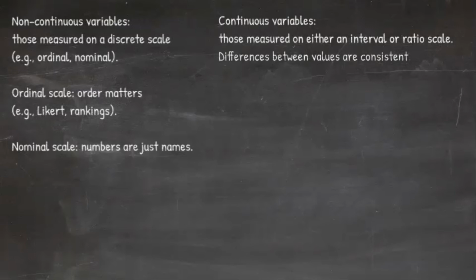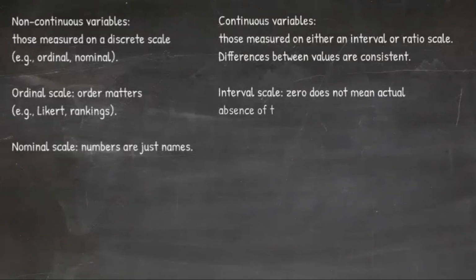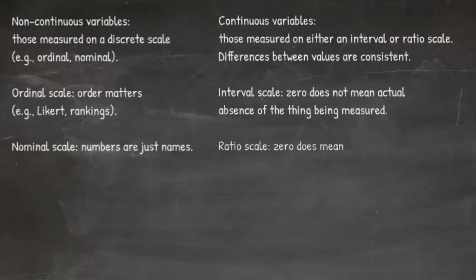Interval scale continuous variables are those where 0 does not mean the actual absence of the thing being measured. If I make an extroversion scale where positive values are extroversion and negative values are introversion, then a 0 on that scale is not the absence of the trait, it is a score on that trait. The ratio scale is one where 0 does mean the absence of a thing. 0 seconds, 0 siblings, 0 inches between the target and projectile, etc.